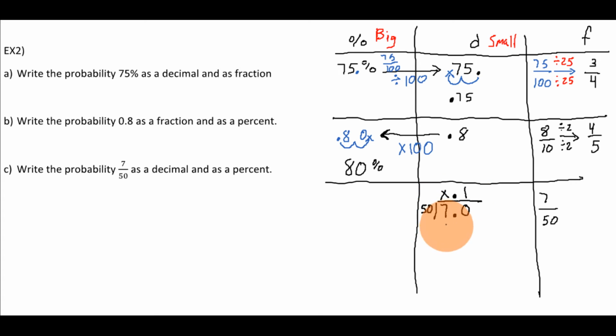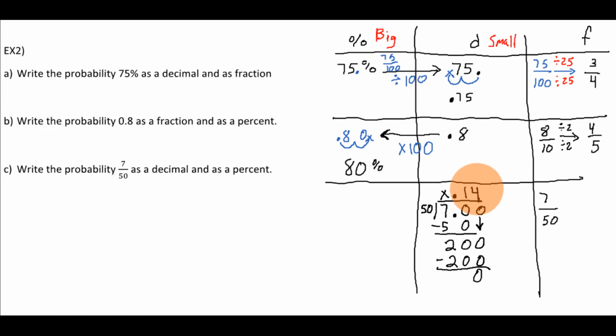1 times 50 gives me a value of 50. And now I can subtract 50 from 70. That gives me a value of 20. Alright, I'm going to put a 0 down and bring it down as well. So now I need to ask myself, how many times does 50 go into 200? It goes in 4 times. So 4 times 50 happens to be 200. I can subtract these two values and bottom out at 0 without a remainder. So my decimal looks like it's 0.14.